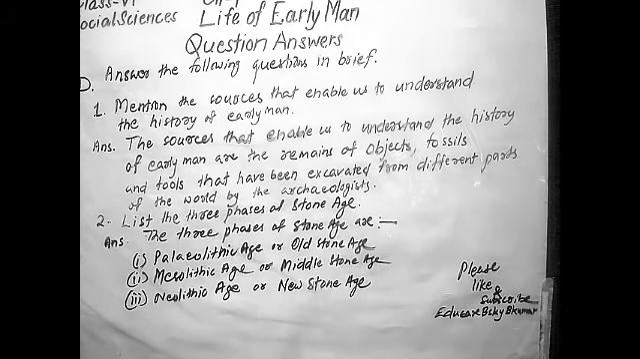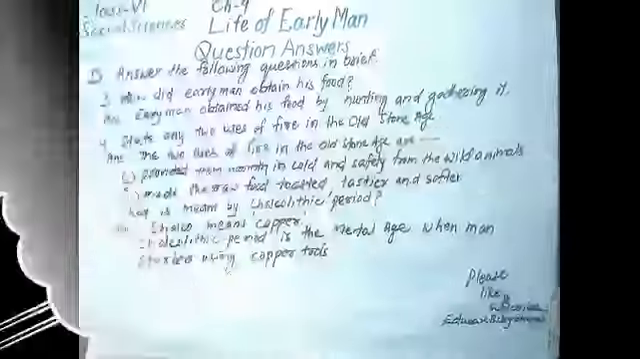Question number 2. List the 3 phases of the Stone Age. You have to write the 3 phases of the Stone Age. The 3 phases of the Stone Age are as follows. First, the Paleolithic Age or Old Stone Age. Second, the Mesolithic Age or Middle Stone Age. Third, the Neolithic Age or New Stone Age. So write down the answer.